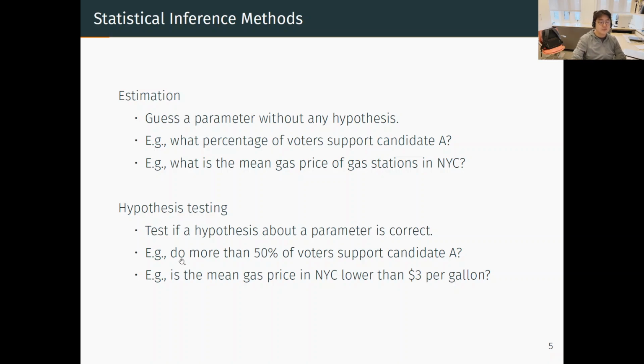So it is different. For example, previously in an estimation problem, your research question is like, what percentage of voters support candidate A? But in a hypothesis testing problem, your question should be a yes or no question, like, do more than 50% support candidate A, right? Is the mean gas price in New York City lower than $3 per gallon or not? Is this correct? Yes or no, right? So hypothesis testing is a yes or no question, but the estimation is an open question. So that is a simple way to distinguish them.